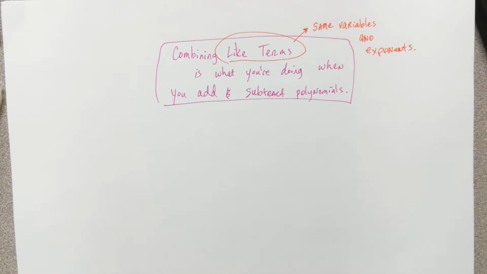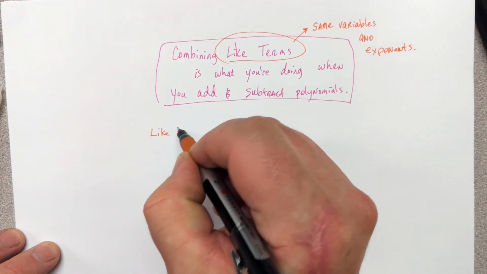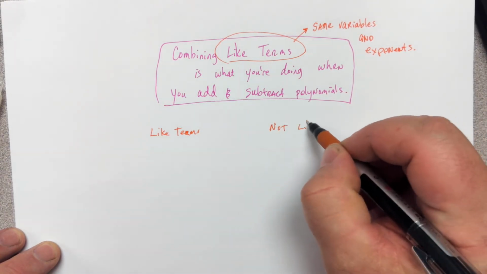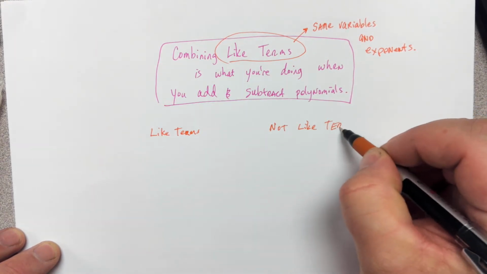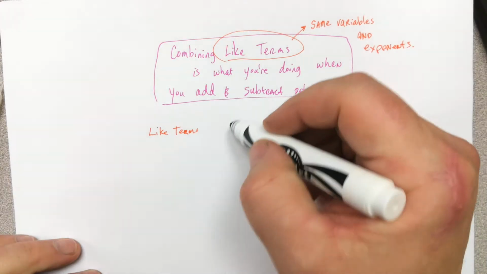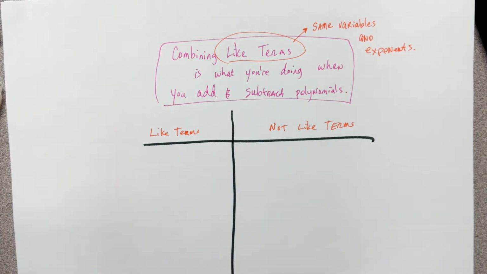So Sonia, I think maybe it would help if I gave you a list of things that were like and things that were not like. So we'll do like terms and not like terms. We'll put a little line down this middle right here, separating these two. Okay, so like terms, I'll put them in pairs.